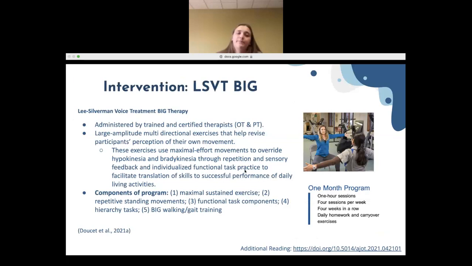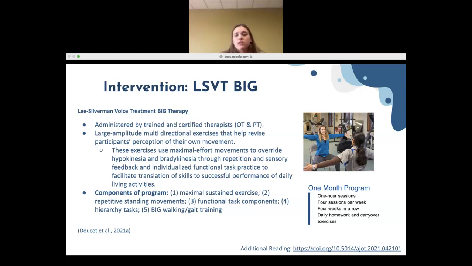For the first intervention we're going to cover, we're going to talk about the LSVT BIG program, which is the Lee Silverman Voice Treatment BIG Therapy. It can be administered by trained and certified therapists such as OTs and PTs, and OTAs could also be certified with this program. It includes large amplitude multi-directional exercises that help revise participants' perception of their own movement.